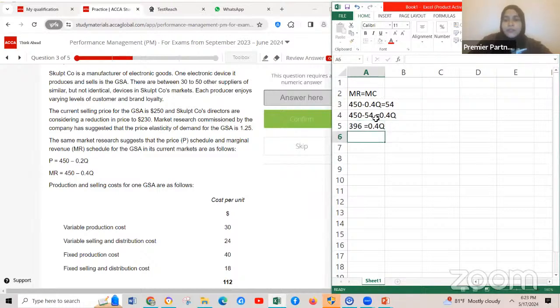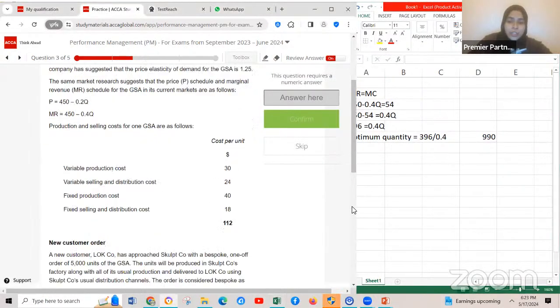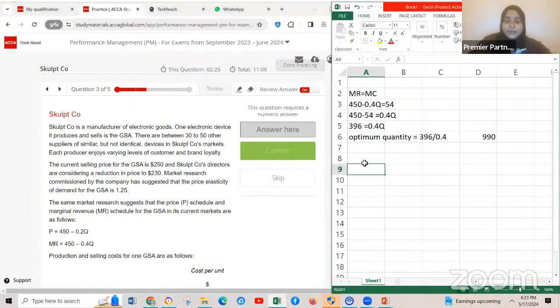396 divided by 0.4 Q. So optimum quantity equals 396 divided by 0.4. But they did not ask for the optimum quantity, no? They asked for the optimum price. So the optimum quantity is 990. Then at 990, what is the price? They are asking you, look at the question. What is the profit maximizing price?